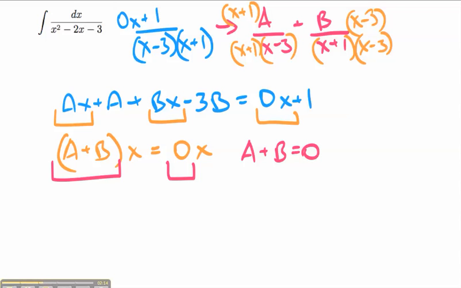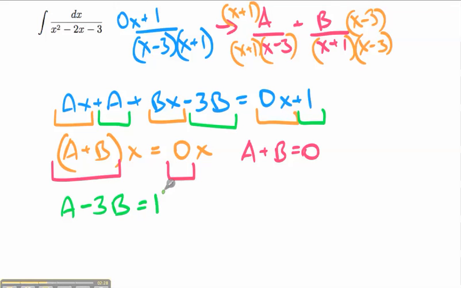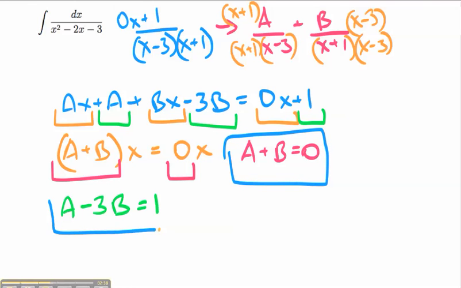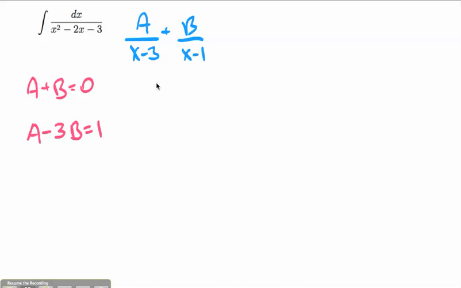For our second equation, we're going to set the constants equal to the constants. What do I mean by that? We're going to take our green and set it equal to the green. We're going to have A minus 3B is equal to 1. So now we have two equations and two unknowns. That means we could use some form of substitution or solving in terms of one variable, any method you want, to solve for A and B. Let's solve for A and B now.